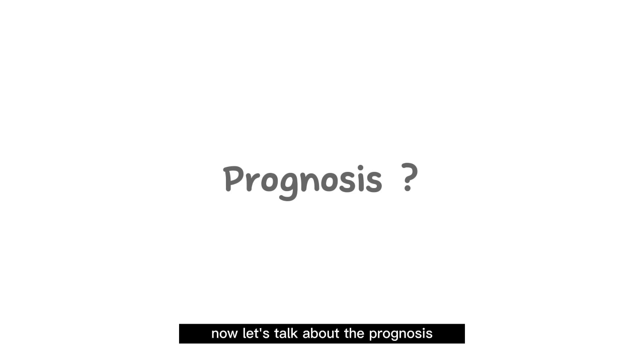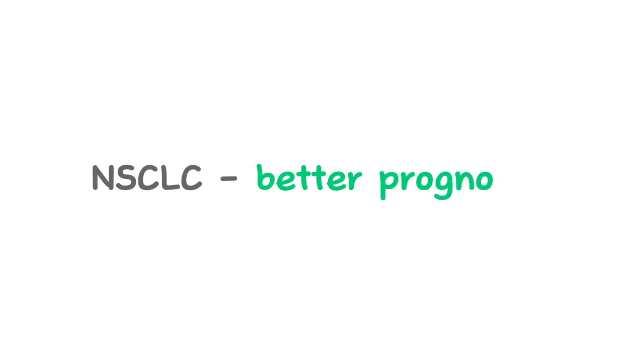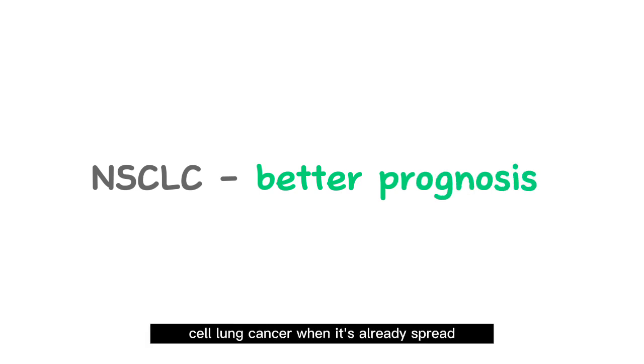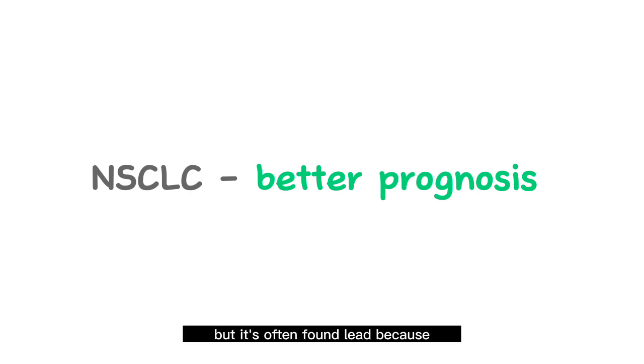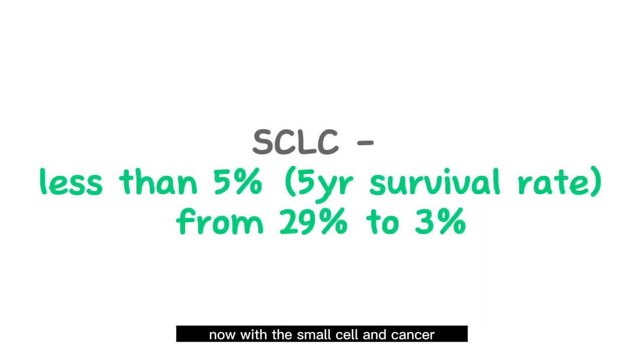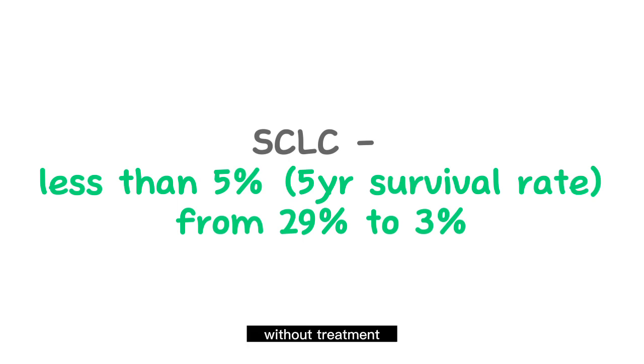Now let's talk about the prognosis. So the outlook for non-small cell lung cancer is better than small cell lung cancer. Most people find out that they have small cell lung cancer when it has already spread to other parts of their body. So early detection helps, but it's often found late because you may not have symptoms. Now with small cell lung cancer, the 5-year survival rate is less than 5%. Without treatment, the survival is about 2 to 4 months, and with treatment, it's longer.